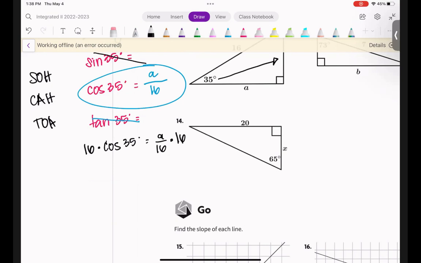Remember that when you're multiplying by cosine, you want to take that number and pop it all the way out in front. So it's very clear to Miss Johnson when she's grading your work that 16 is in front of cosine. So now I'm going to write 16 cosine 35 degrees. That's my exact answer. And then I'm going to find you an approximate answer using Desmos.